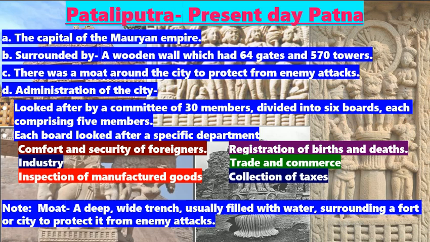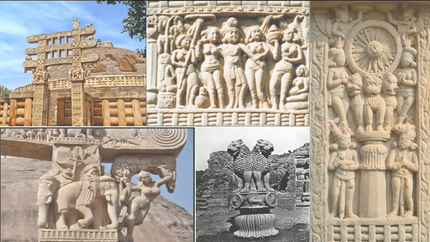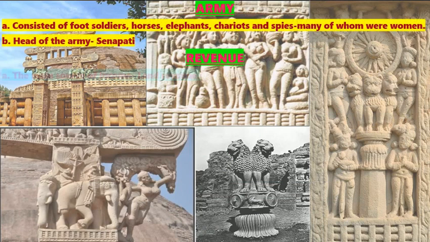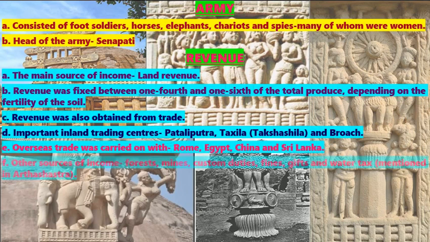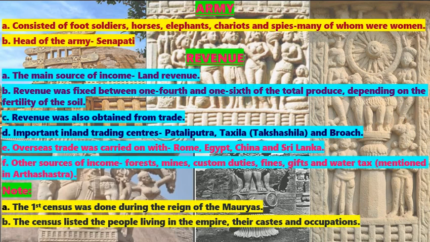This was Patliputra. Now coming to the military administration, according to a historian, the Mauryan army consisted of 6 lakh infantry, 30,000 cavalry, 9,000 elephants, and 8,000 chariots. The army consisted of foot soldiers, that is infantry, cavalry, horses, elephants, chariots, and spies, many of whom were women and men.